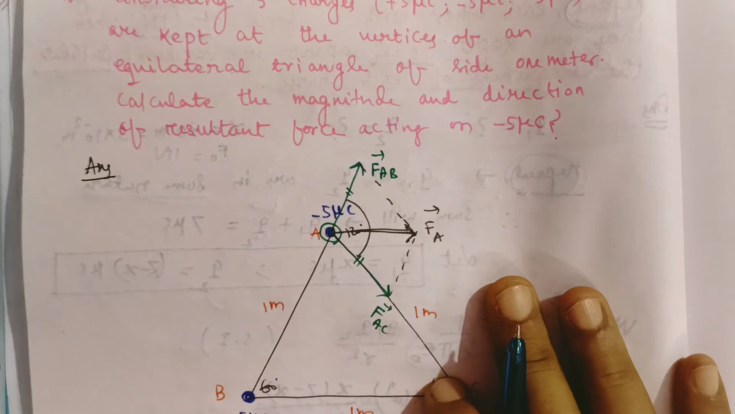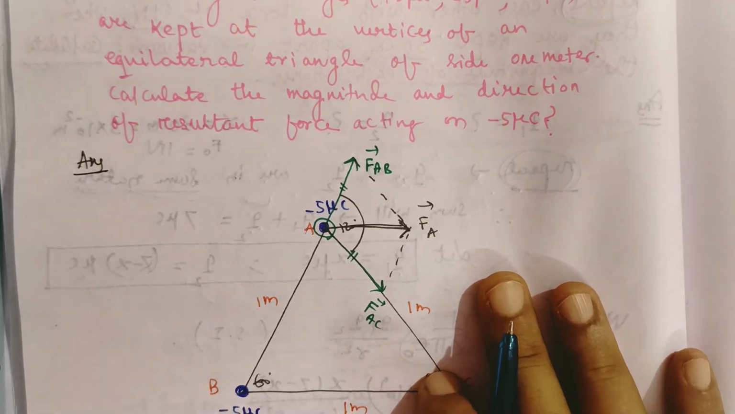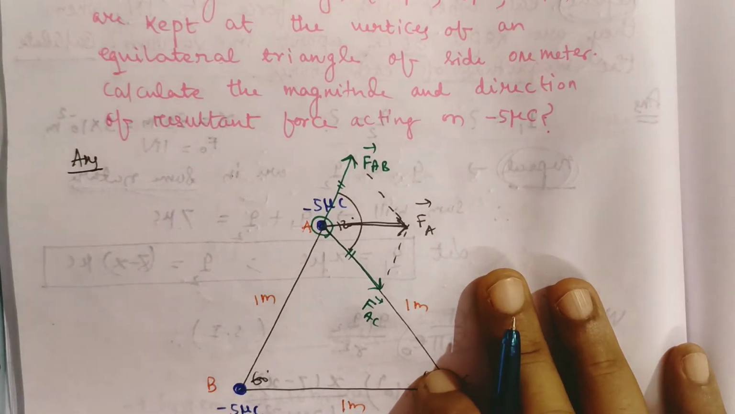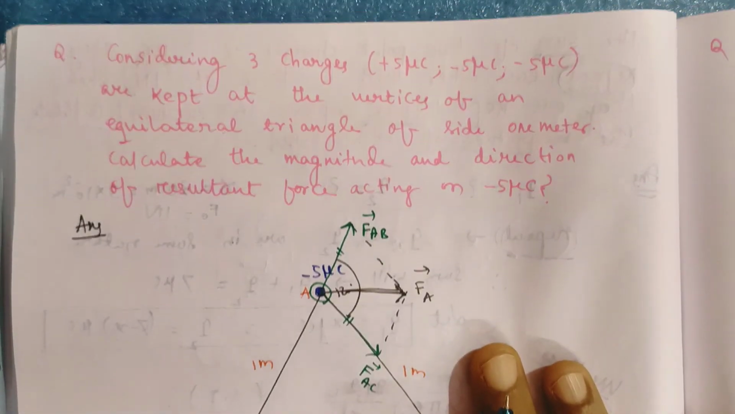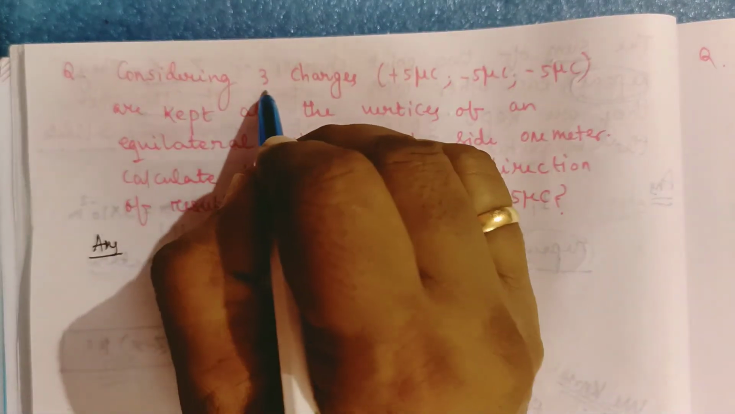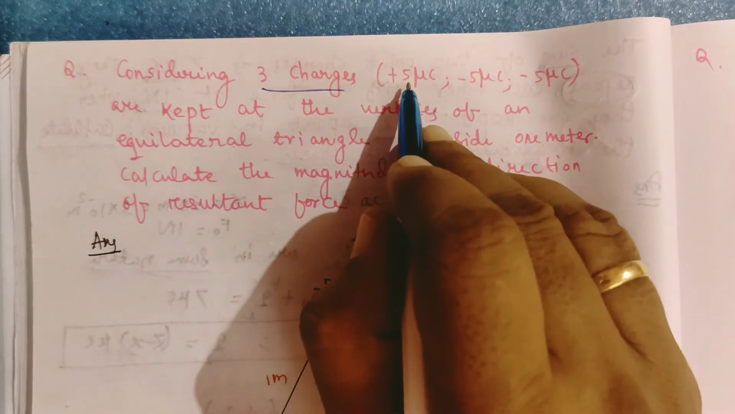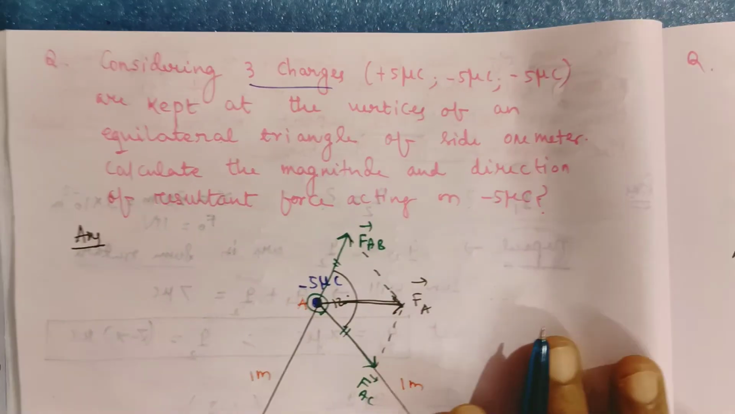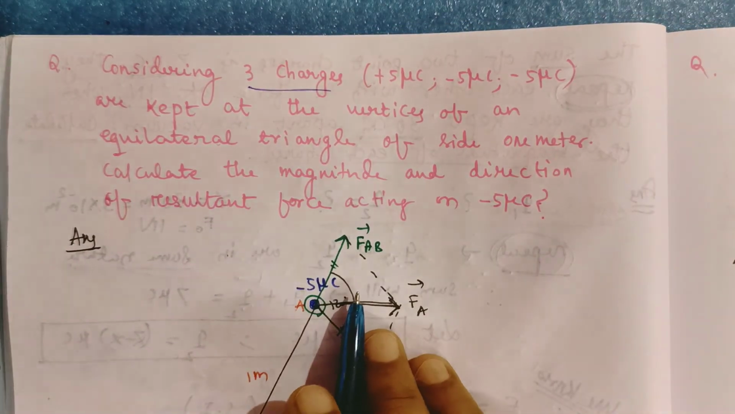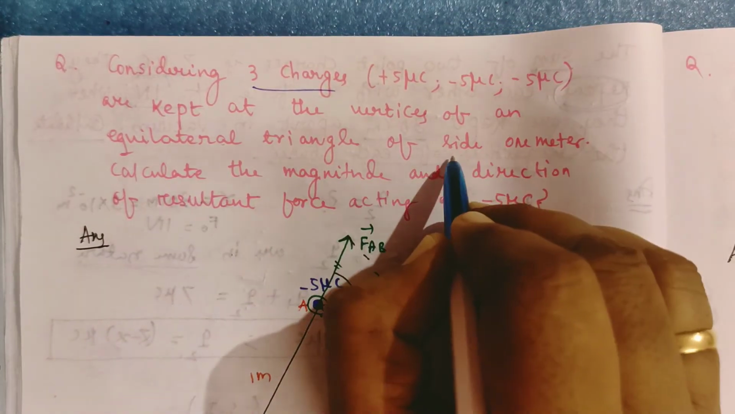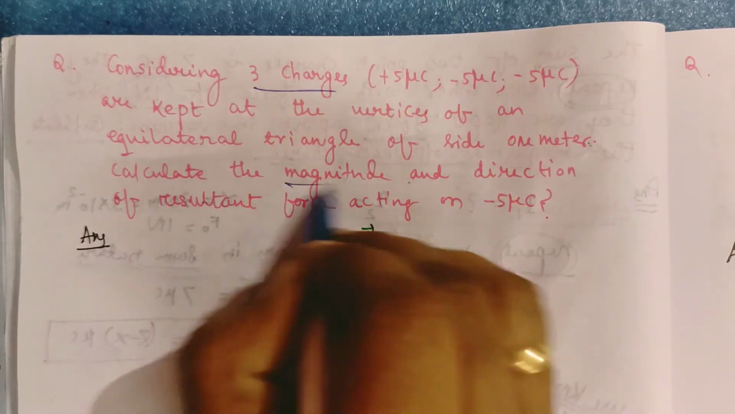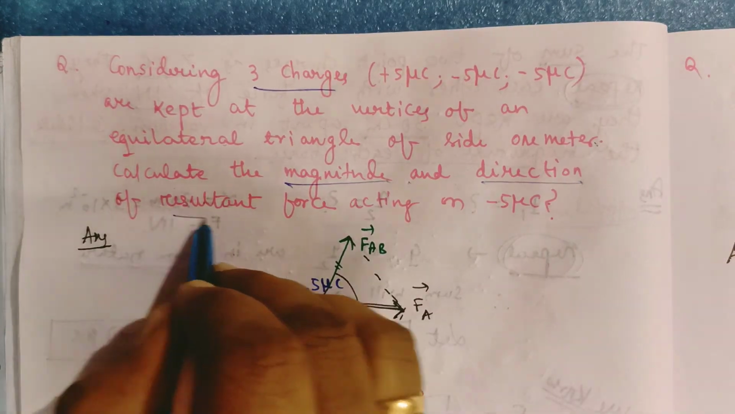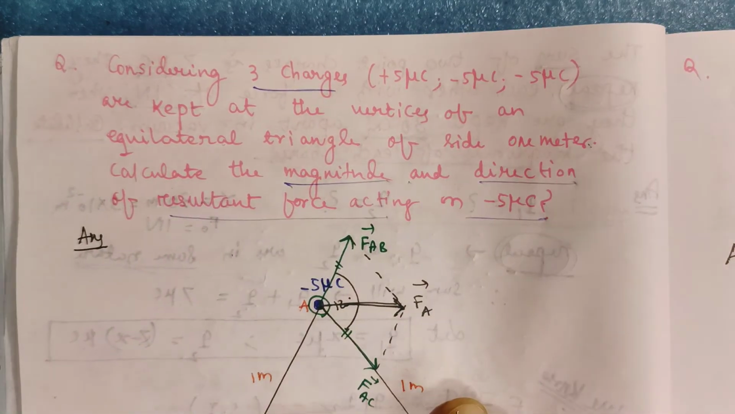Another two questions for you. Listen carefully. This is a vector question. I have already told that in this chapter you have to keep in mind the vector concepts that you have studied in 11th class. First question is, considering three charges, magnitude is given, nature is also given, 2 negative and 1 positive, kept at the vertices of an equilateral triangle of side 1 meter. Calculate the magnitude and direction of the resultant force acting on minus 5 microcoulomb.